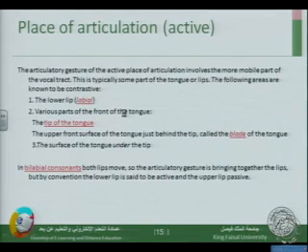Now, the place of articulation, the active articulator, here the lower lip usually, with the tongue, and the surface of the tongue and the tip. So these are the active articulators. You'll be fine, I just want to notify you of this one.